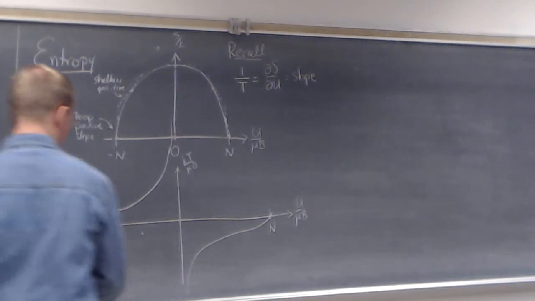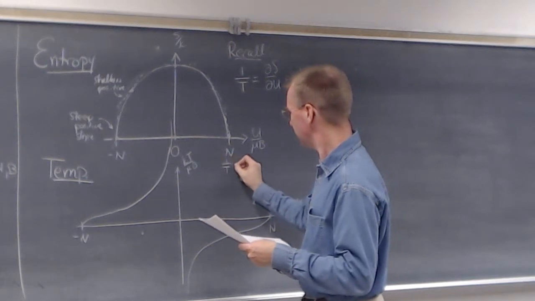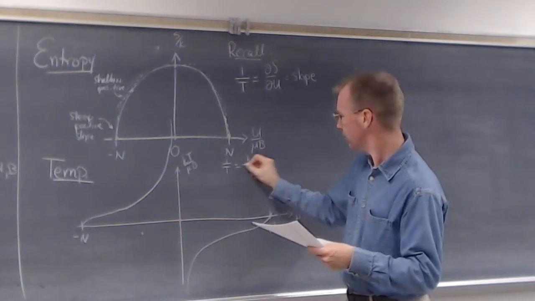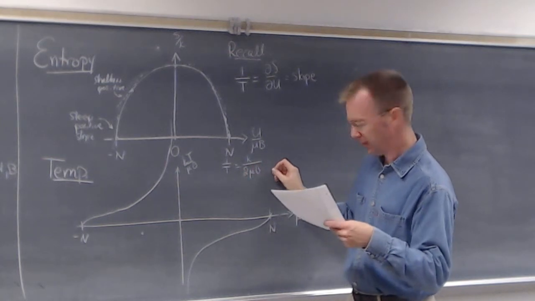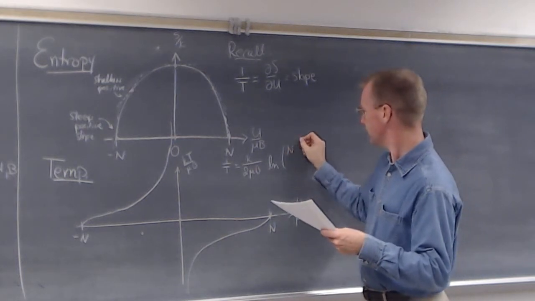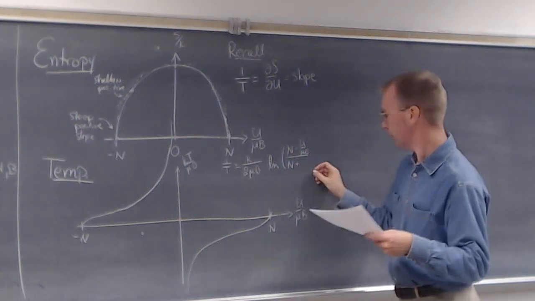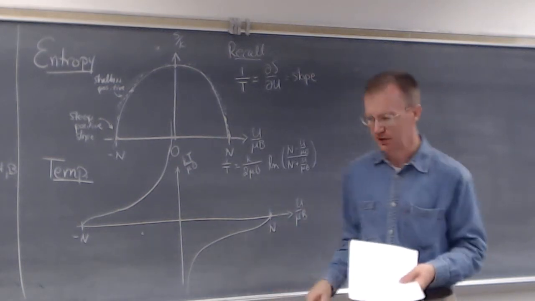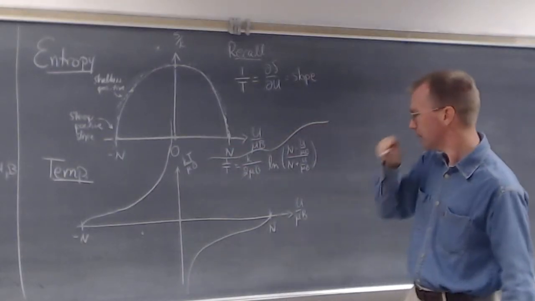I should have put that our temperature, one over temperature here, what we're actually plotting is k over 2 mu B times the natural log of n minus U over mu B divided by n plus U over mu B, which of course is related to the hyperbolic tangent. Log of that. Okay.